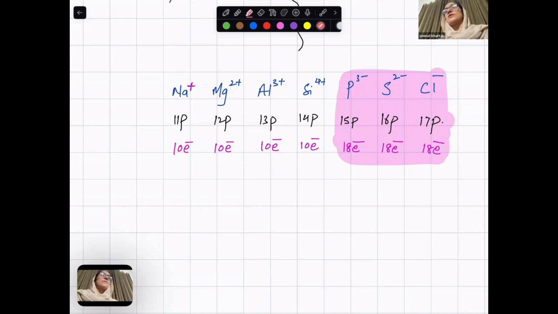And these are making what? The silicon could be plus 4, could be minus 4. There's possibility of both, but in most of the questions, it's just plus 4. So I'm writing plus 4.